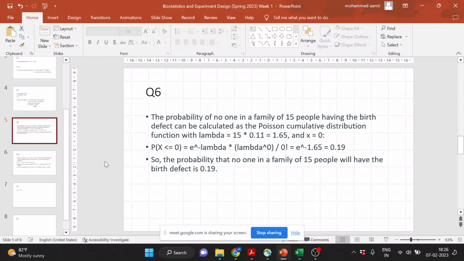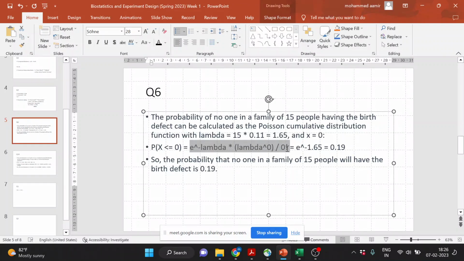It's given here. So forget this less than or equal to 0, but a Poisson distribution for any given x is given by e power minus lambda, where lambda is a rate at which some event happens, into lambda power x. Okay, x could be whatever you're interested in, your random variable of interest, divided by x factorial. Now the question asks, what is the probability that no one in a family dies? So basically x is 0 here. So everything is raised to the power 0.